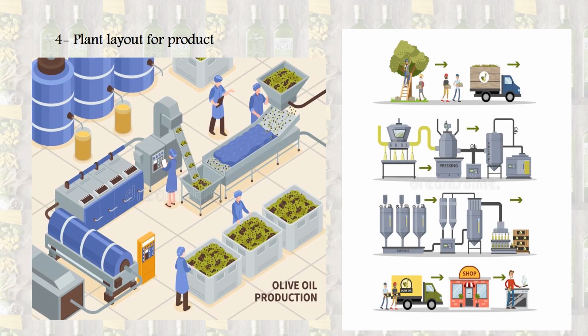Here is a plant layout for the production. You can see here the way that the olives take from the tree, then transported, then washed, crushed, pressed, malaxed and centrifuged, then distributed to the markets and to the hands of the consumer.